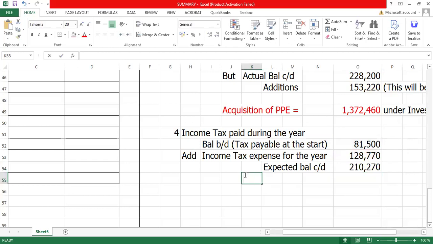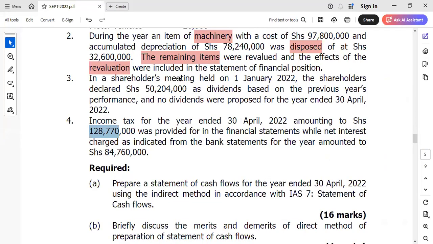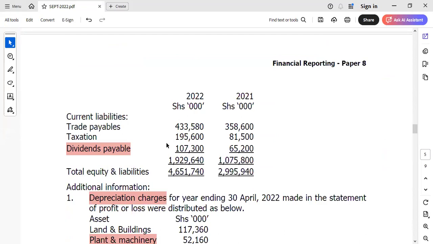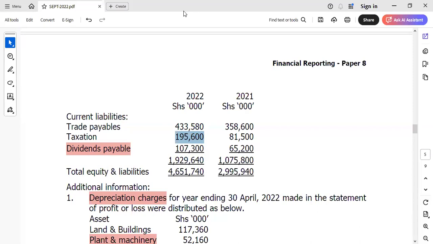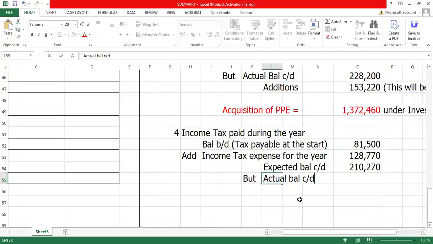Then you compare, you say, but what was the actual? The actual balance carried down from your balance sheet. What is the tax payable? What is the tax at the end of the year? The outstanding tax at the end of the year, the tax payable, is 195,600. Okay. That's what you're going to put here.